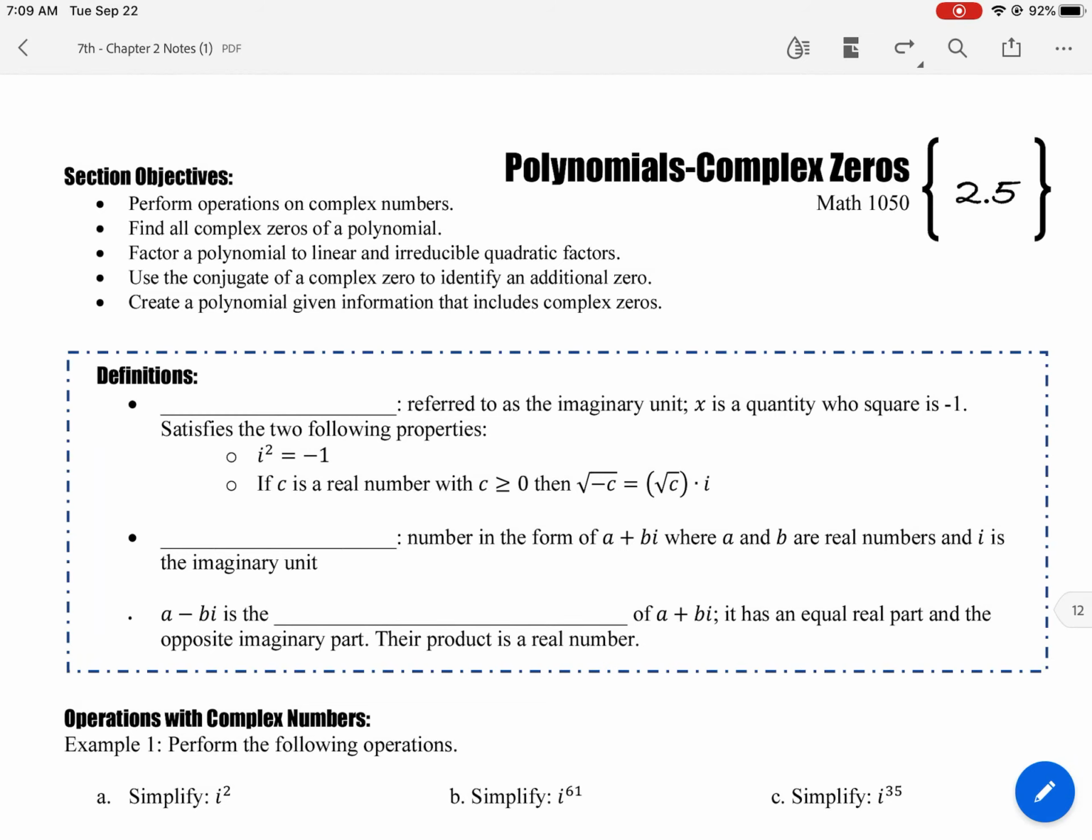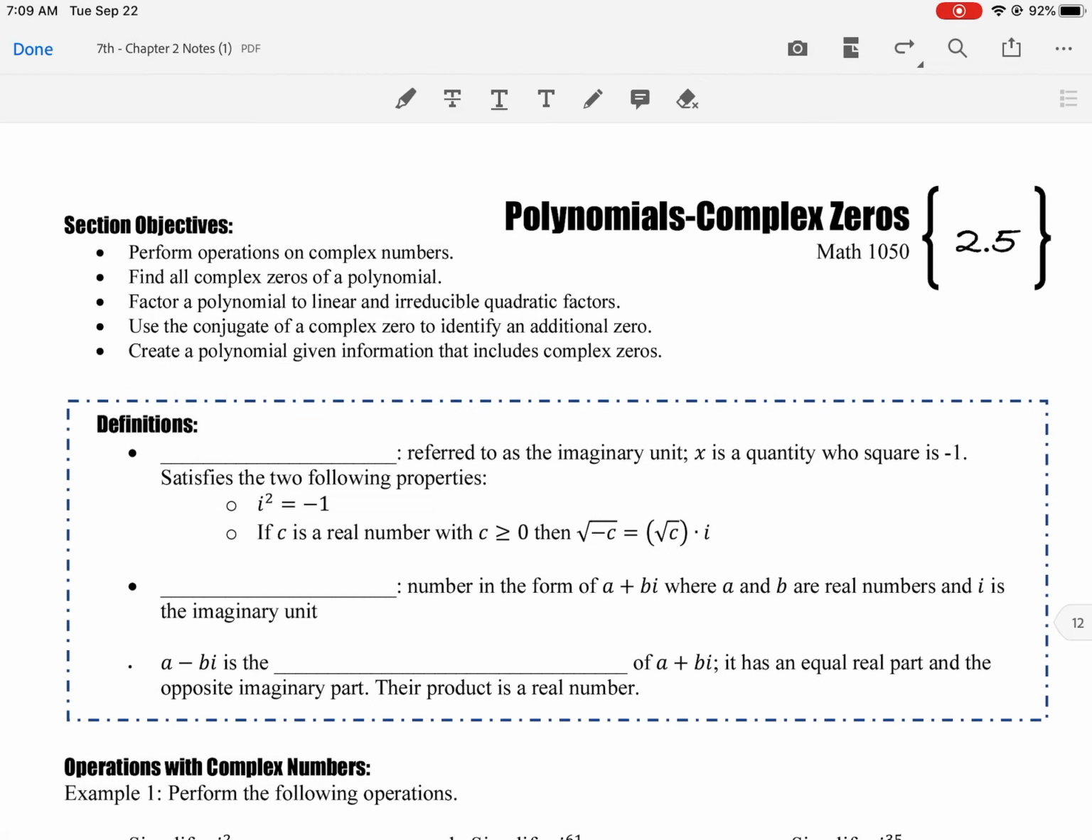Okay, today we're looking at 2.5, which is our polynomials. Specifically, we're looking at complex zeros. So the first thing we're looking at is what we refer to as an imaginary unit. We simply call that i, which is equal to the square root of -1. You could think about it, though, as a quantity whose square is -1. So when you square i, right, you get -1.